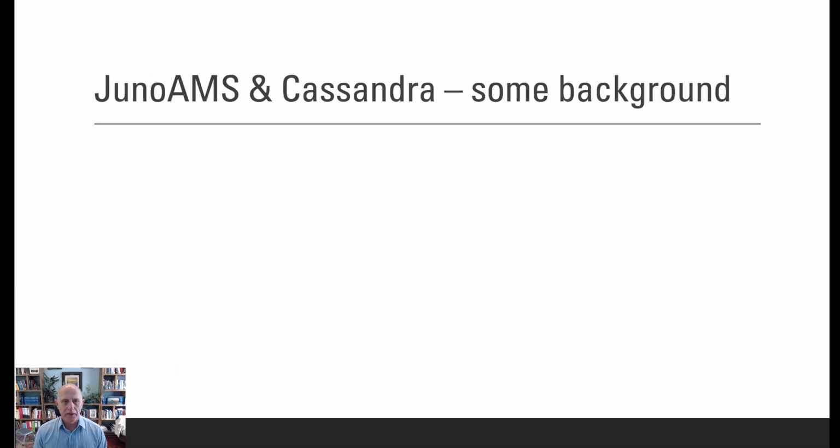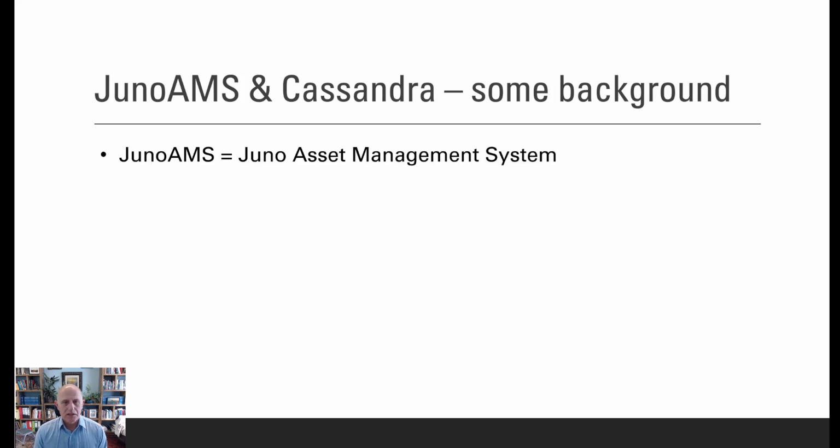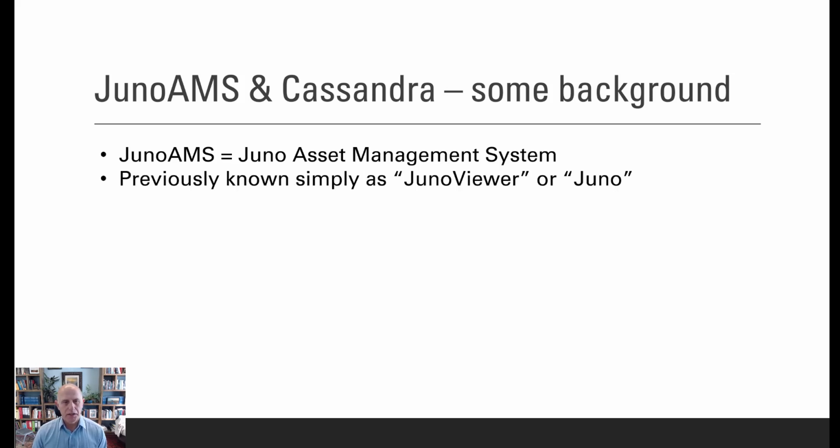Now just some background about JunoAMS and Cassandra. JunoAMS means the Juno Asset Management System. Generally, this system has been known over the years as Juno Viewer, or many clients refer to it simply as Juno. Now, JunoAMS is the name that we are using for the wide ecosystem in which we are now striving to make our different modules and features of JunoAMS more modular, so that you can actually purchase different items separately as part of the Juno Viewer framework.